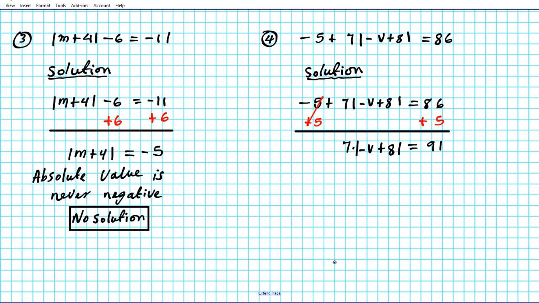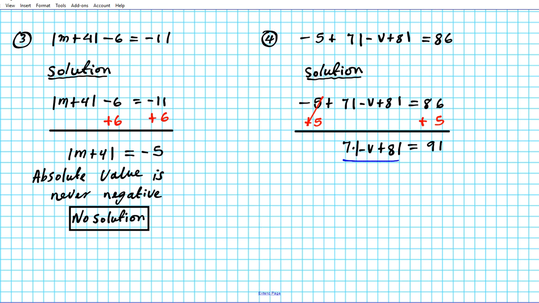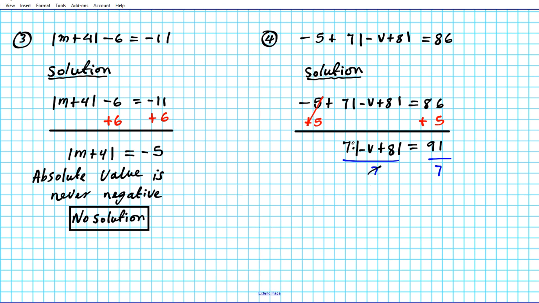Now, 7 is being multiplied by this absolute value quantity. To undo that multiplication, we're going to use the inverse, which is division. So we're going to divide both sides by 7. Then we have the absolute value quantity isolated because these two divide each other out to 1. So you have the absolute value of negative v plus 8 equals 91 divided by 7: 7 goes into 9 once, remainder 2; 7 goes into 21 3 times, so positive 13. Or you can use long division to divide that out.